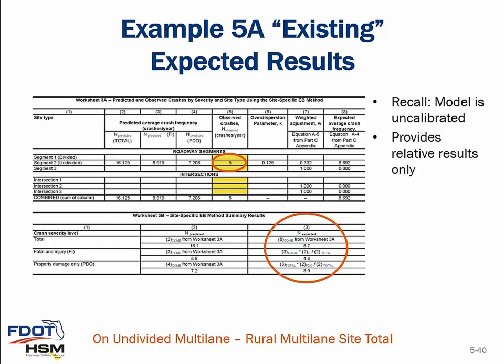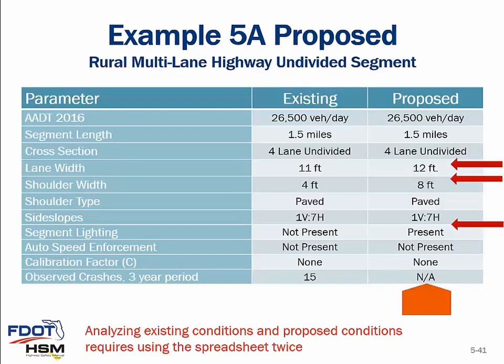And we enter that in, and then the spreadsheet will go through and calculate the expected crash frequency. In this particular case, that expected crash frequency is 8.7, as shown in the circled area. So now let's go to the proposed condition.